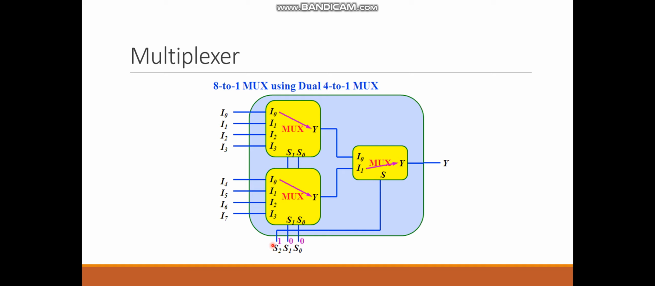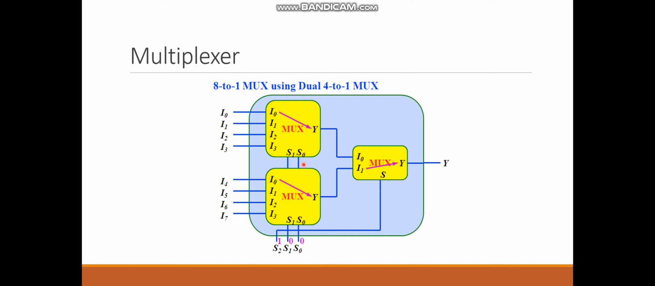This is S2. If it is 1, that means 1, 0, 0, which is 4, I4 must go to the output. So I4 comes here and it goes to the I1, and I1 goes to the output. But if it is 0, that means in those two multiplexers, I0 came, I0 came, and if it is 0, I0 goes. So the one that comes from this one gets to the output, because the one that comes from that one is connected to the I1 and it's going to the output when S2 is 1.